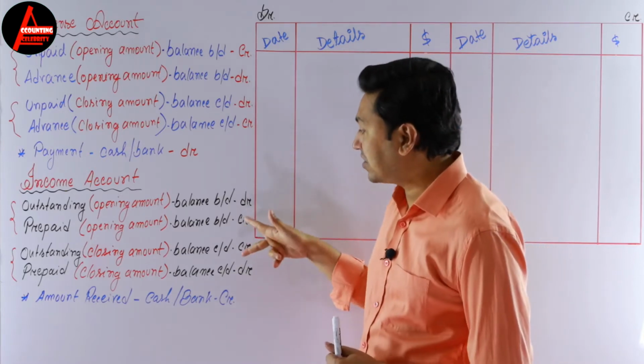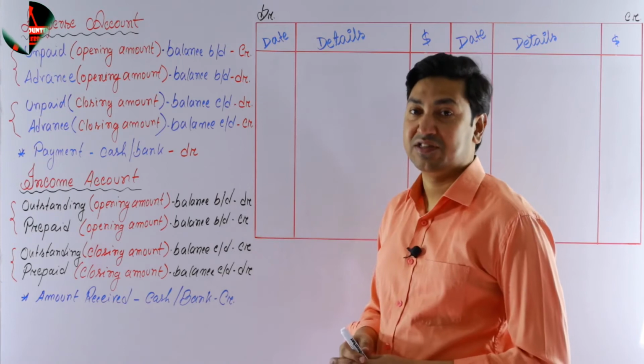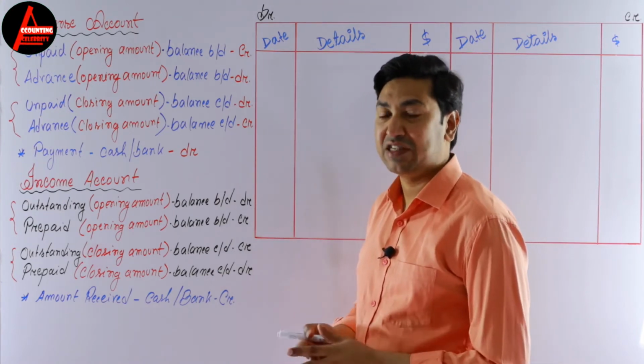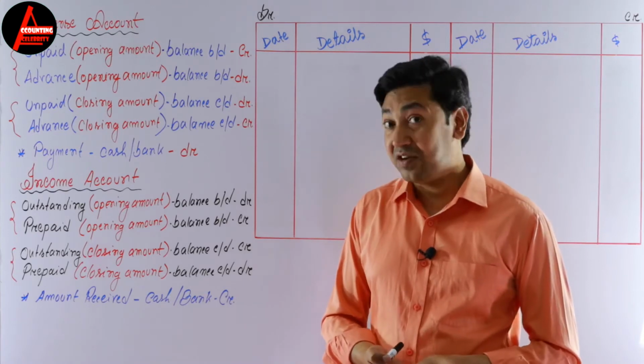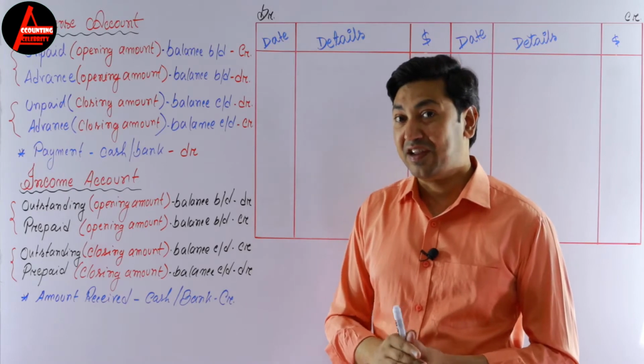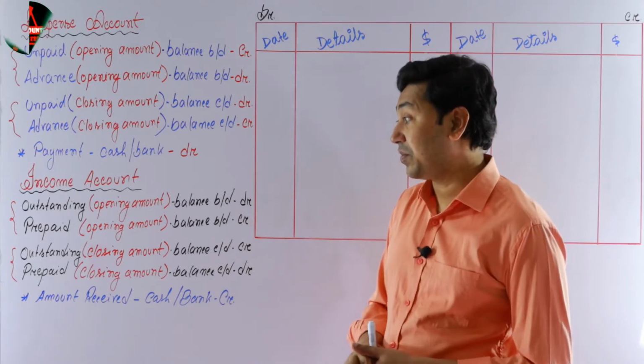These are the confusing things for students. You get messed up about what to write, which one is balance b/d, which one is balance c/d, and which side balance c/d will be written, which side balance b/d will be written. That is the confusing part for students.